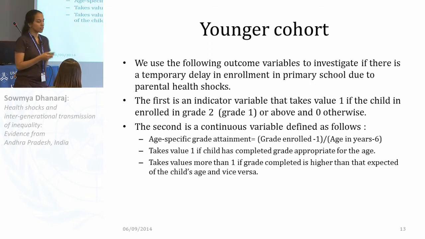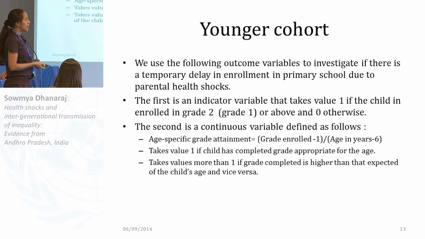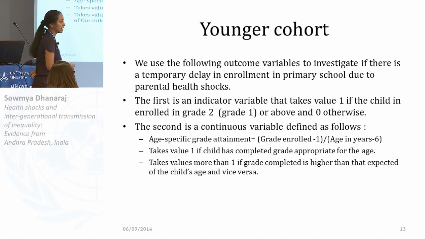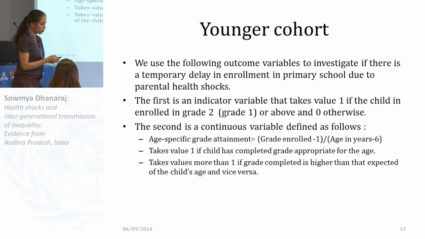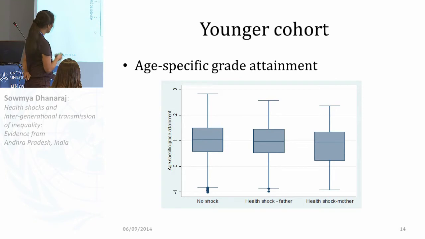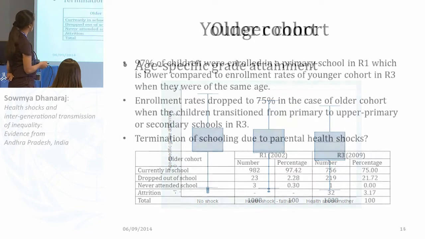The second is a continuous variable defined as follows. This particular variable takes value 1 if the child has completed the grade appropriate for the age, and it takes values more than 1 if the grade completed is higher than that expected of the age, and vice versa. This is a profile of the age-specific grade attained by the children by the parental health status.